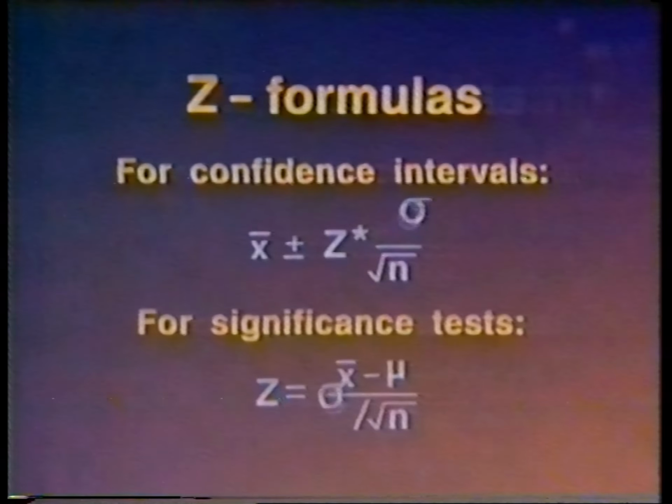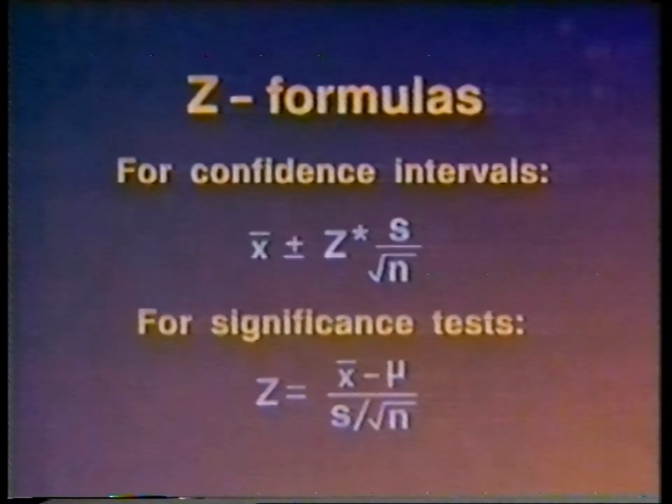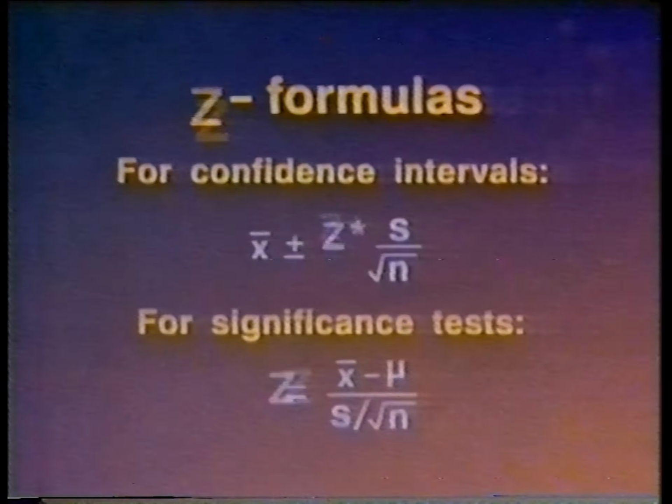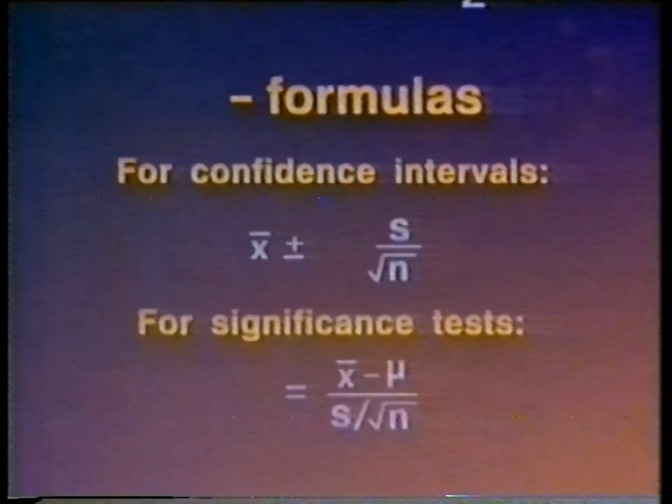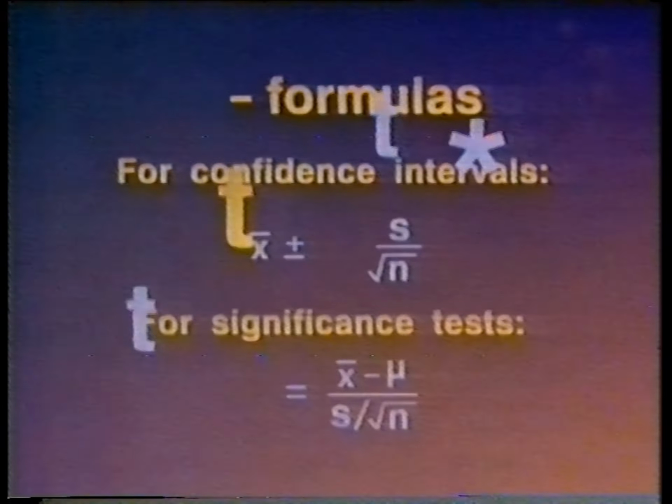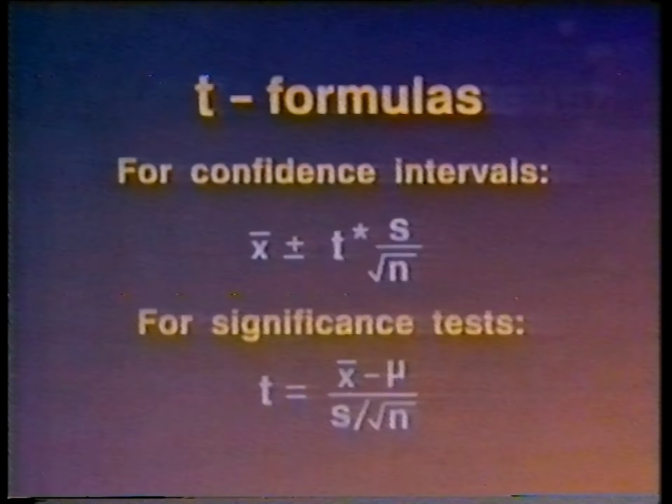When we don't know the standard deviation of the population, we can estimate it from the standard deviation of the sample. We call this sample standard deviation S. We can get rid of the offending sigma in both formulas and replace it with S. Of course, once we change a major component like that, we can't use Z, the standard normal distribution. We need a new distribution called T. T-tests and confidence intervals use these formulas along with the new distribution.